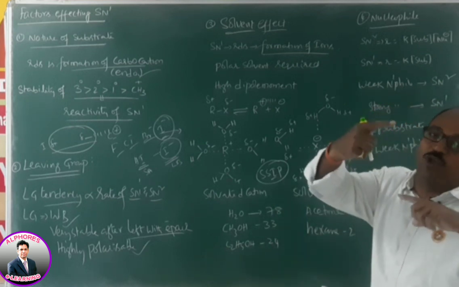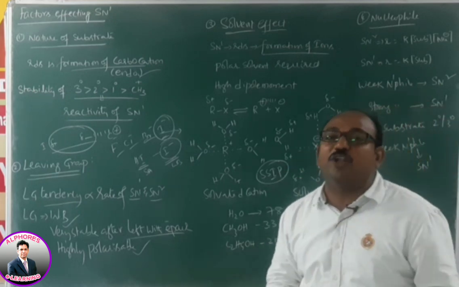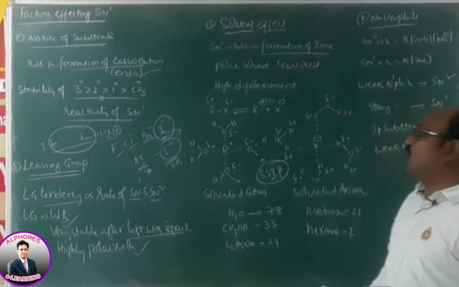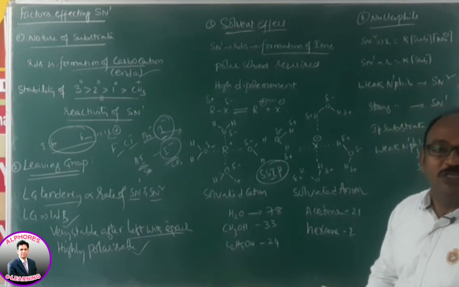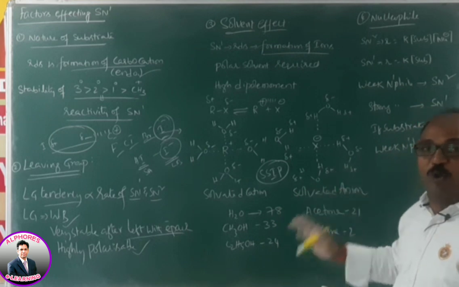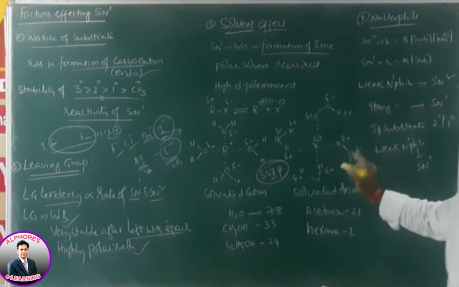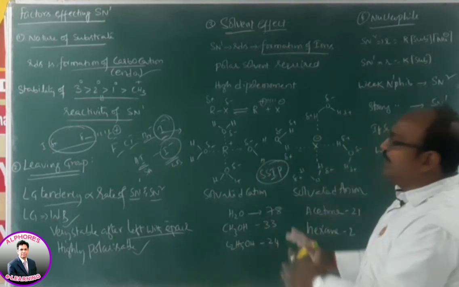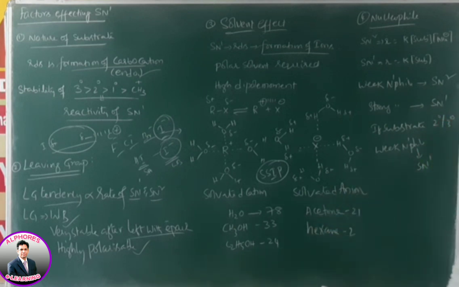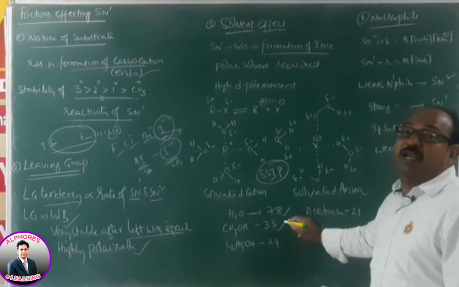Let us recall what we discussed for SN2. There we use a polar aprotic solvent, which solvates only the cation but not the anion, so nucleophilicity increases. So for SN2 you need polar aprotic, but for SN1 polar protic. Polar protic solvent solvates both cation and anion. Now which solvent is better? The one which has a high dielectric constant; that one favors SN1 more. Generally water has 78 and methyl alcohol has a dielectric constant of 33.